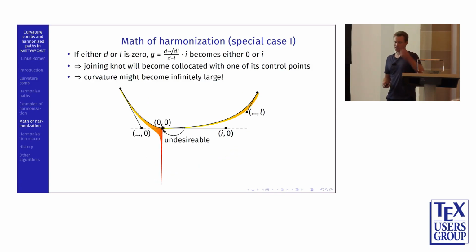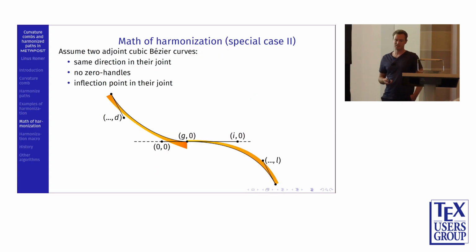There are some special cases that have to be considered. One special case is if either D or L is 0, so if one handle lands on the tangent line, then the new G becomes 0, so you have the problem of collocation. In type design, this is normally not desirable, because you will get infinitely large curvature. So this should be avoided.